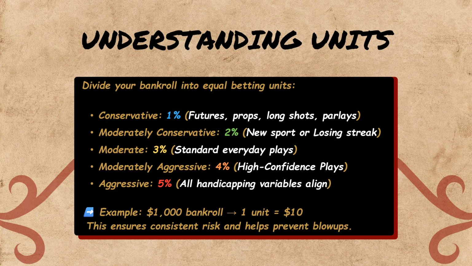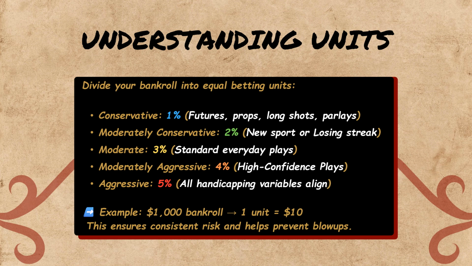So let me tell you what you can use your 1% play for. It's a conservative approach and it should be used for futures, props, and long shots. We also put some parlays here, but at Grandstand Sports Data, usually we do our parlays on a half unit. So it would be $5 instead of the $10 that you see according to a $1,000 bankroll. Some of you may have more of a bankroll, some less, but the percentages remain the same.